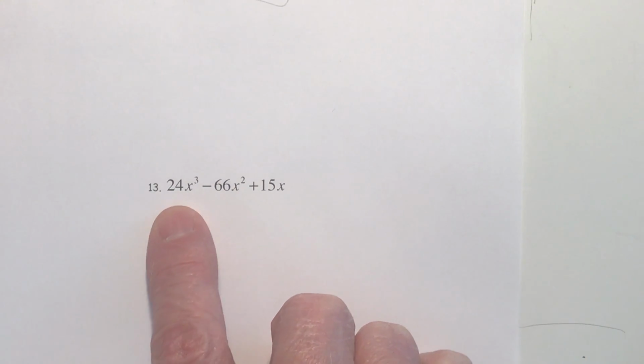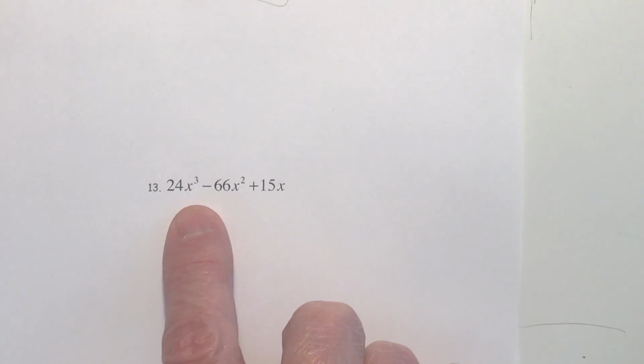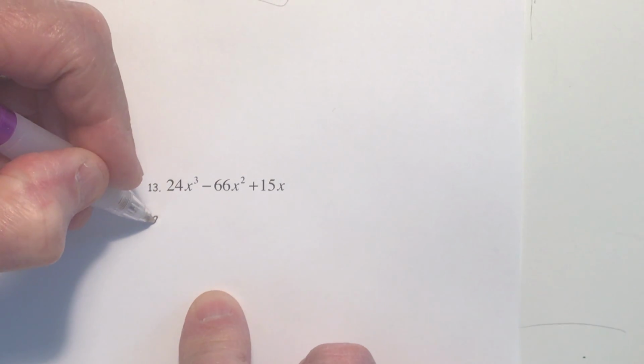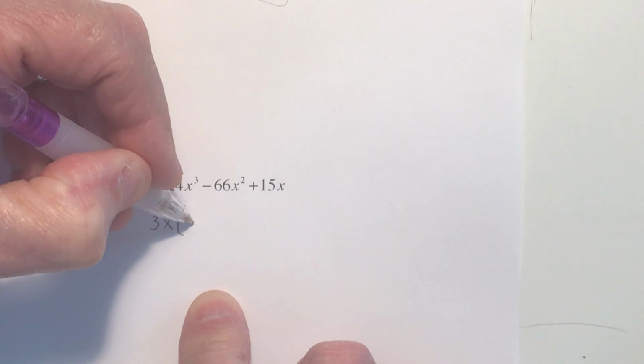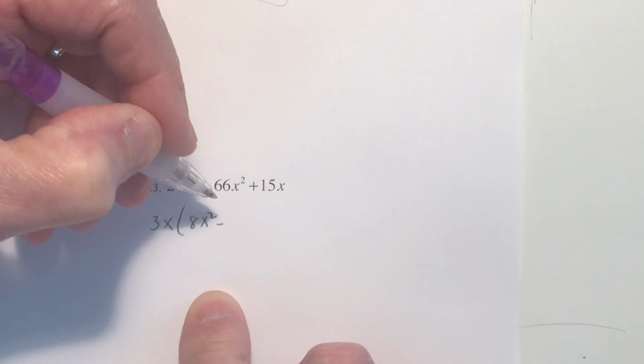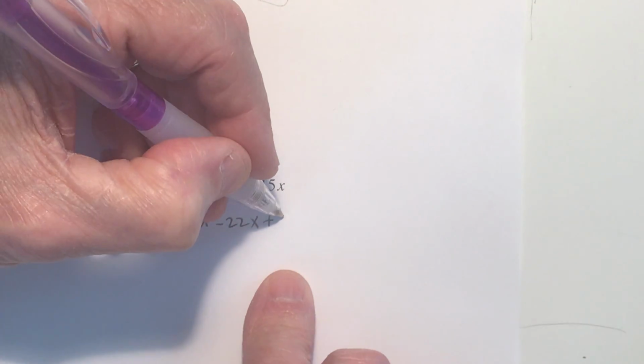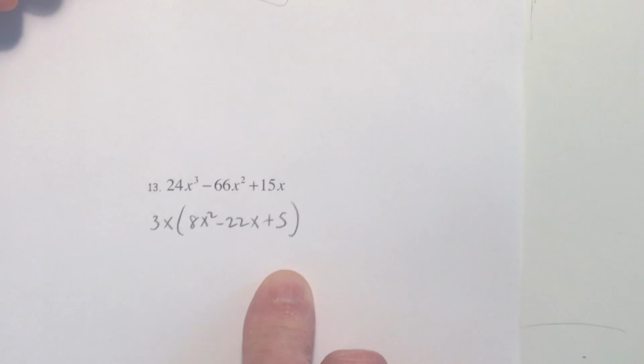Is there a GCF? Certainly an x and a 3. So I'll write 3x, 8x squared minus 22x plus 5. Okay?